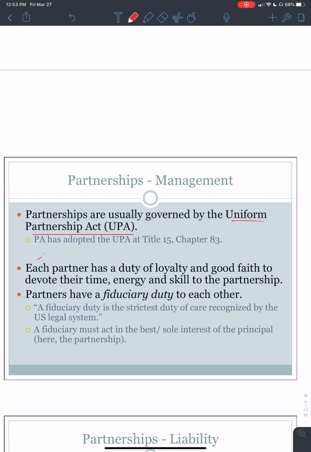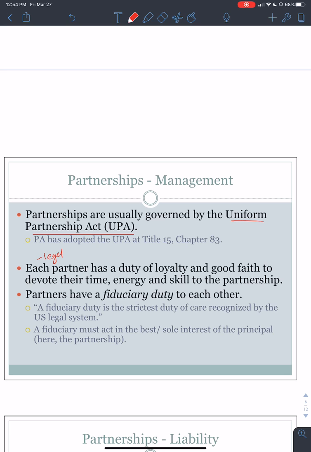Okay. There are some legal ramifications of being in a partnership. Partners have legal duties that the law imposes on them. And if they violate those duties, another partner or maybe even a third party can take them to court to say, hey, you violated this duty. So these are legal duties.